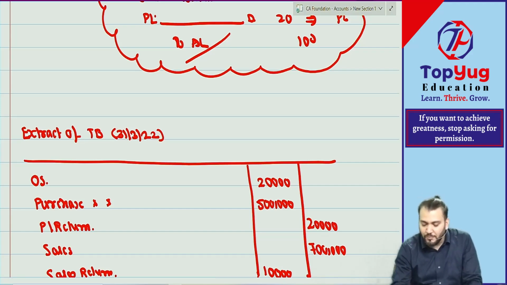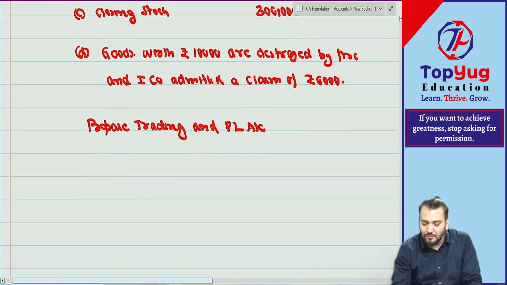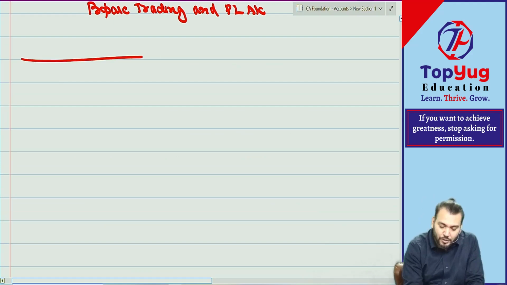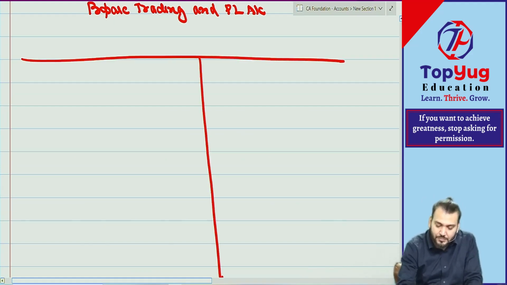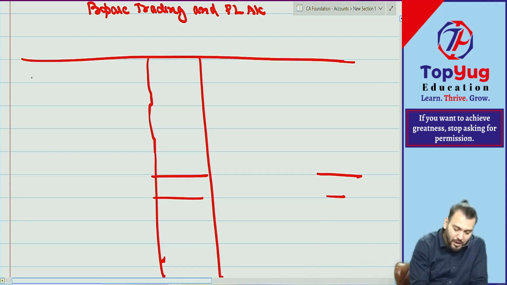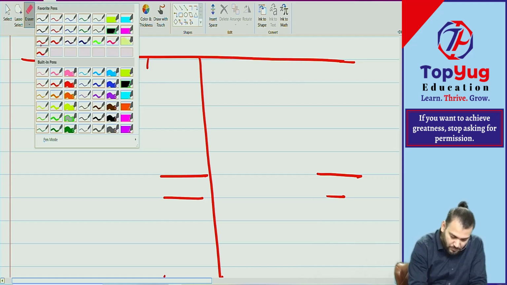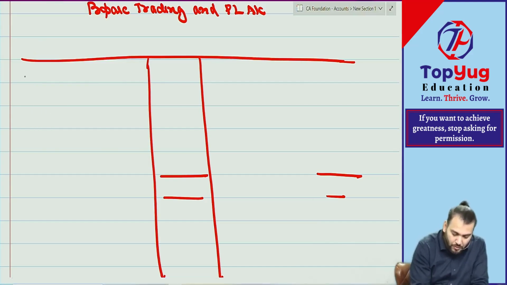Now start from the first item of the trial balance. Always start from the first item of the trial balance. So we need to prepare the trading account, and together we'll prepare it, correct? Can you give me the first item? To opening stock. How much? 20,000.